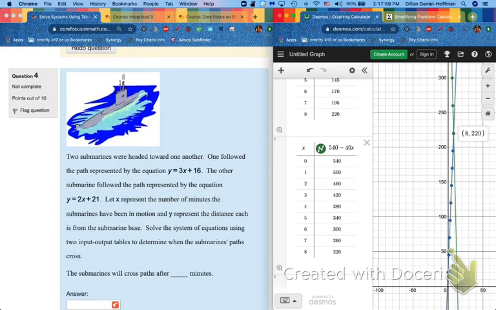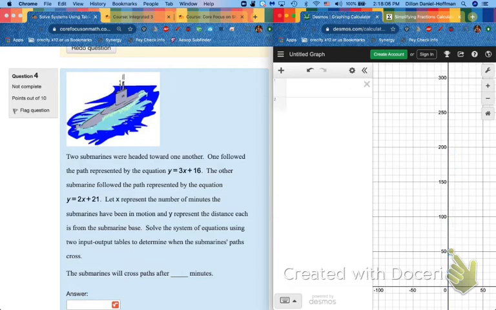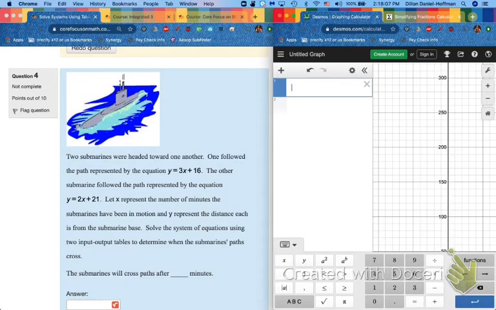All right, number 4. 2 submarines were headed toward one another. Uh-oh. One followed the path represented by the equation. Here's another one of those math problems that makes no sense, but whatever. We'll go with it, sure. People are writing submarines with linear equations. Because that happens in the Navy, I'm sure. So I write my 2 equations. And we want to see where they cross.